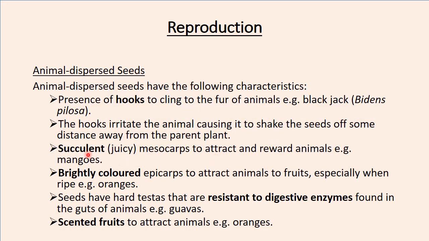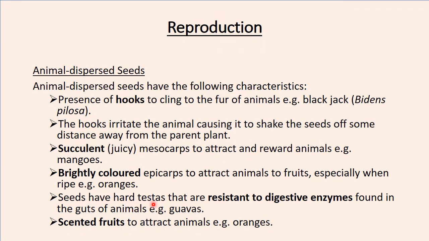Other features include they are succulent or juicy. They have succulent or juicy mesocarps to attract and reward animals. For example, mangoes. You get a mango, you eat it, it's sweet, you are going, then at some point you throw the seed somewhere, you have dispersed that mango. Also, they have brightly colored epicarps to attract animals to fruits, especially when ripe. Like mango, normally it's green, but when it ripens it changes color, so that you know that it is ready for eating. And when you do that, you are helping in dispersal.